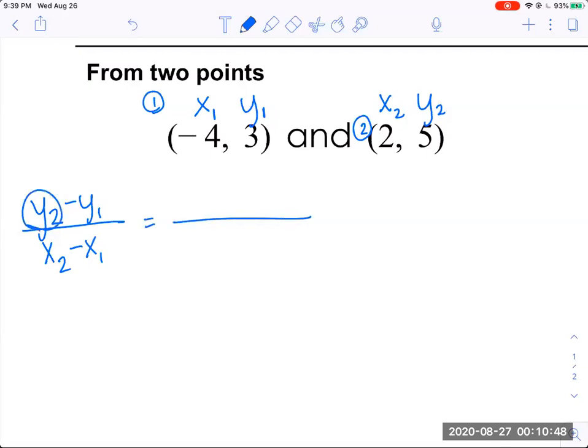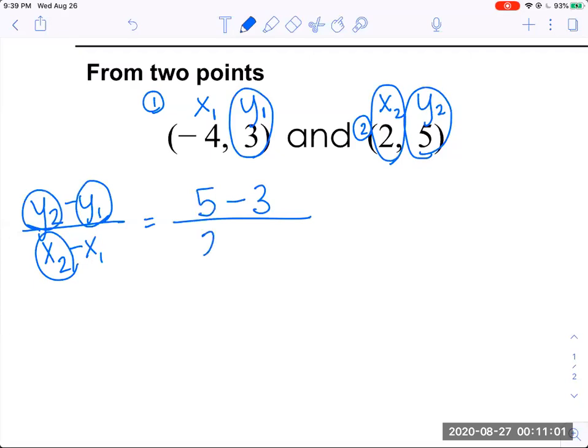So I want to find y2, that's 5, minus y1, so y1, that is 3. I have x2 is 2, minus x1, and x1 you see is negative 4, so negative 4 like this. Some people will write parentheses here, right? As long as we remember that a negative and a negative will make this into a big positive, like that. Subtracting a negative is like adding. So I'm going to write it with parentheses here.